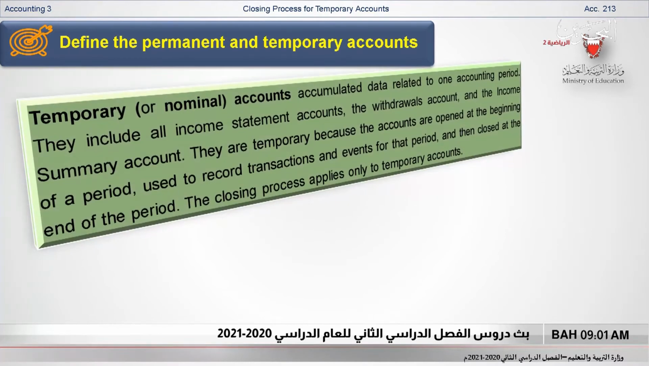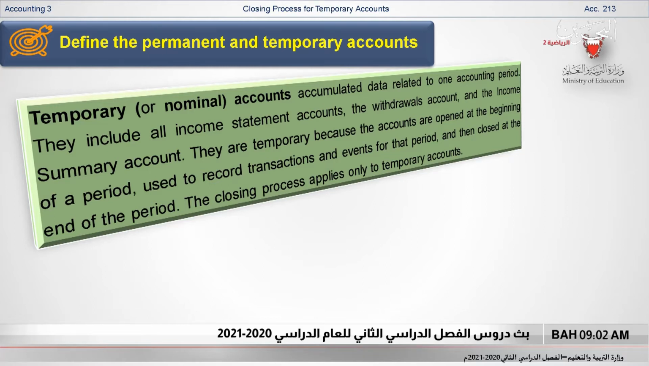Temporary accounts, which are also called nominal accounts, are company accounts whose balances are not carried over from one accounting period to another, but are closed or transferred to permanent accounts at the end of an accounting period. So it has to be closed at the end of every accounting period. That is why they are temporary, because those accounts are opened at the beginning of a period to record transactions, and then we have to close them at the end of that period.